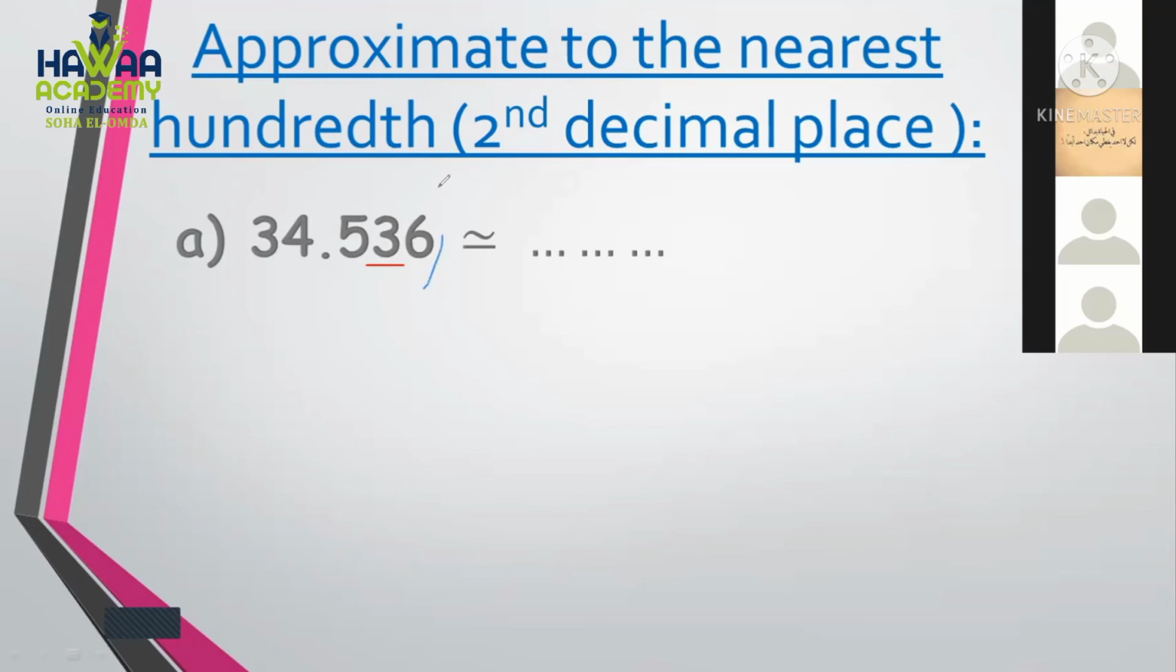Okay? Now we underlined the hundredth place and circled the next digit, which is the 6. And now look at the 6. Is this 6 a weak number or a strong number?